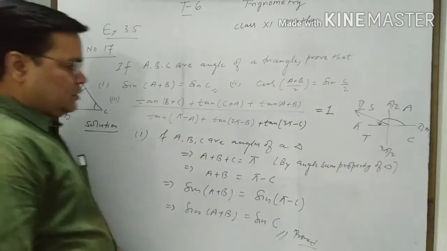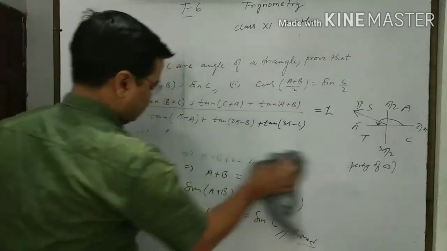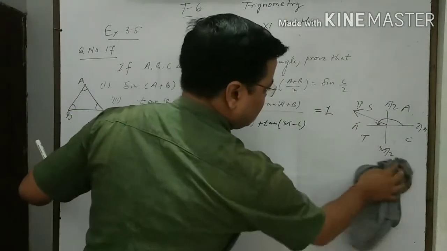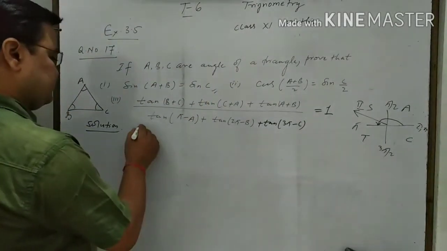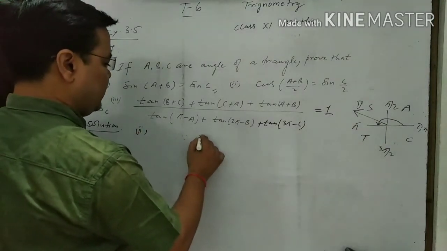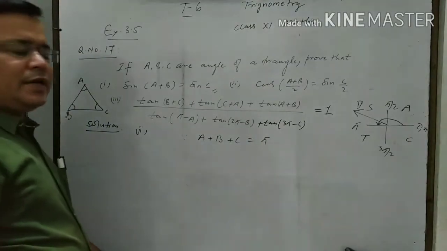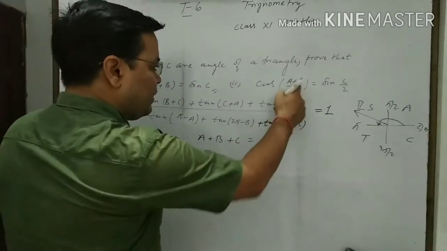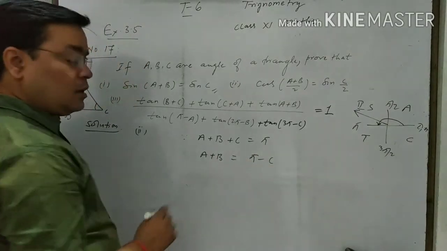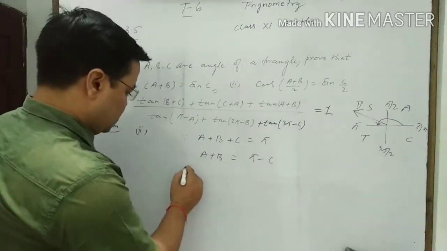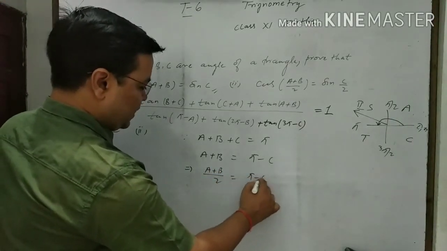Okay, now the second part, how should we do it? Here we know that A + B + C = π by the angle sum property of a triangle. So A + B = π − C. Now dividing by 2, we have (A + B)/2 = (π − C)/2.